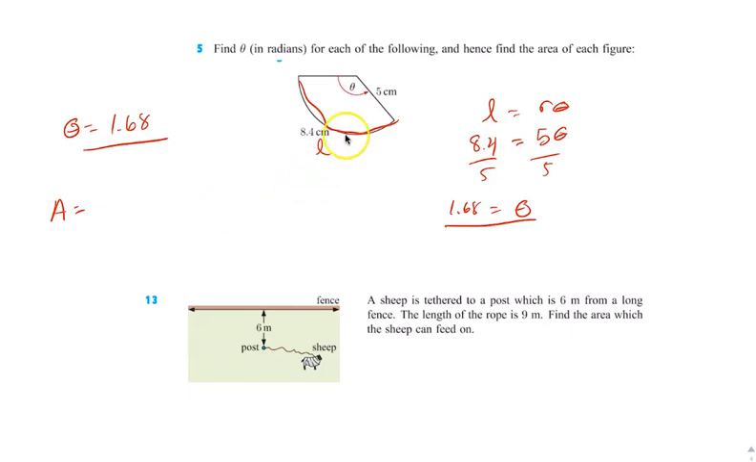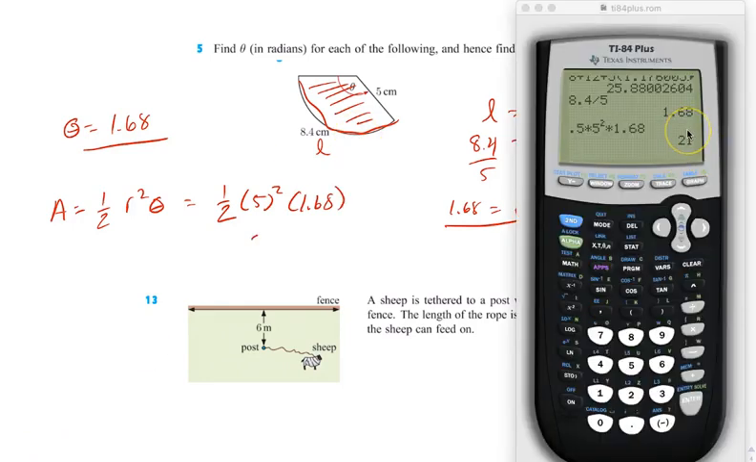Now if I want the area of the sector, I'm just going to use the area of a sector formula, which is 1/2 R squared theta. Or if you don't remember, it's in your formula sheets. Look at it. So I get 1/2, my R is 5 squared, and my theta is 1.68. I'm just going to type that all into my calculator to get 21. Hey, look at that, a nice clean number.